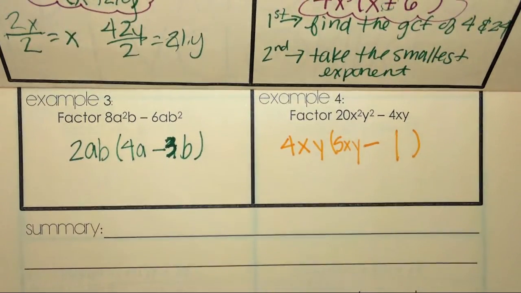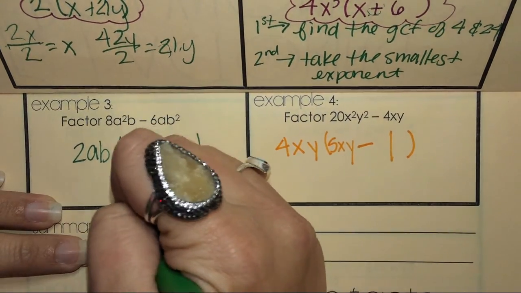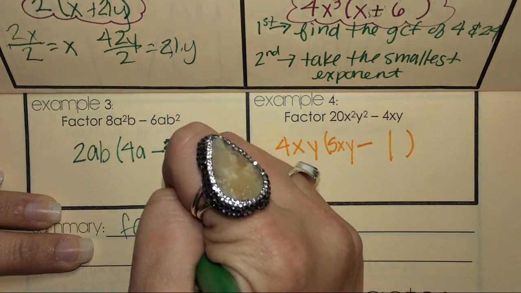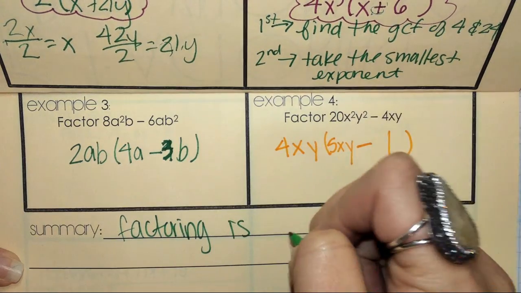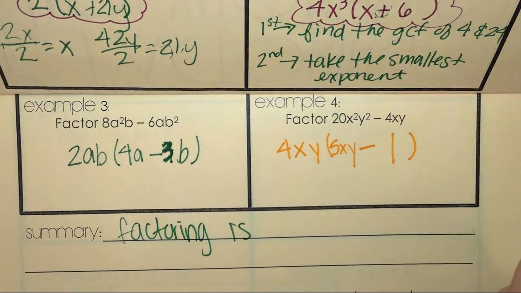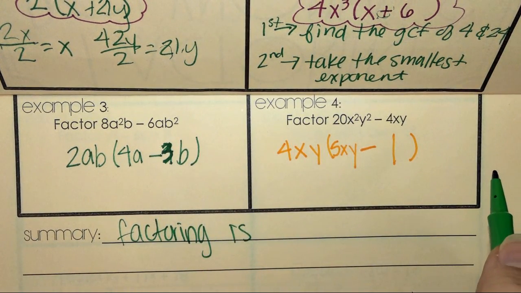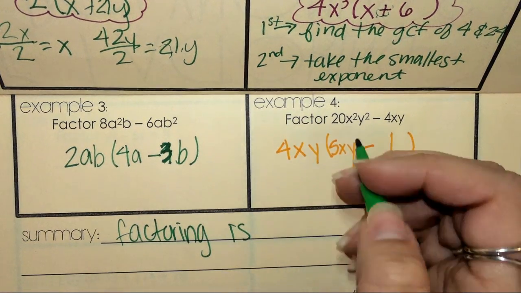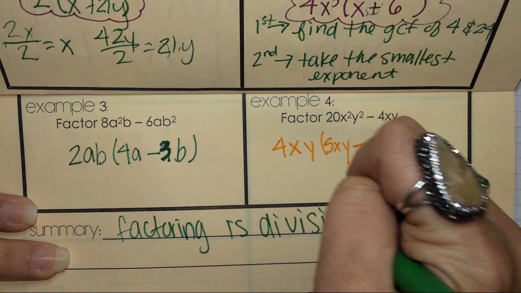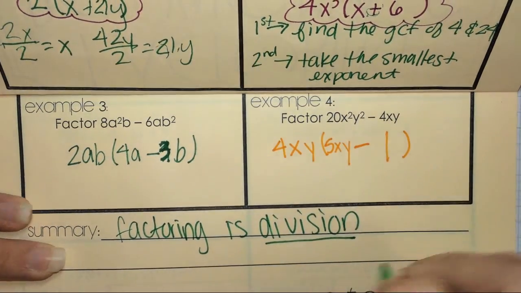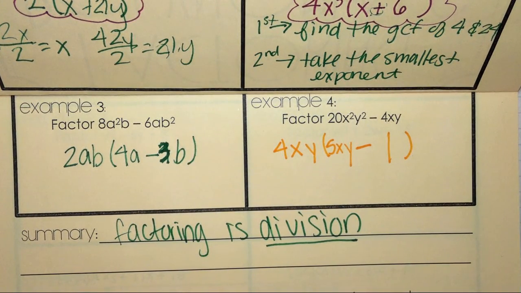So let's write a summary. Factoring is what mathematical operation? What did I just say that we were doing? Division. Take a point, Reggie. Factoring is division.